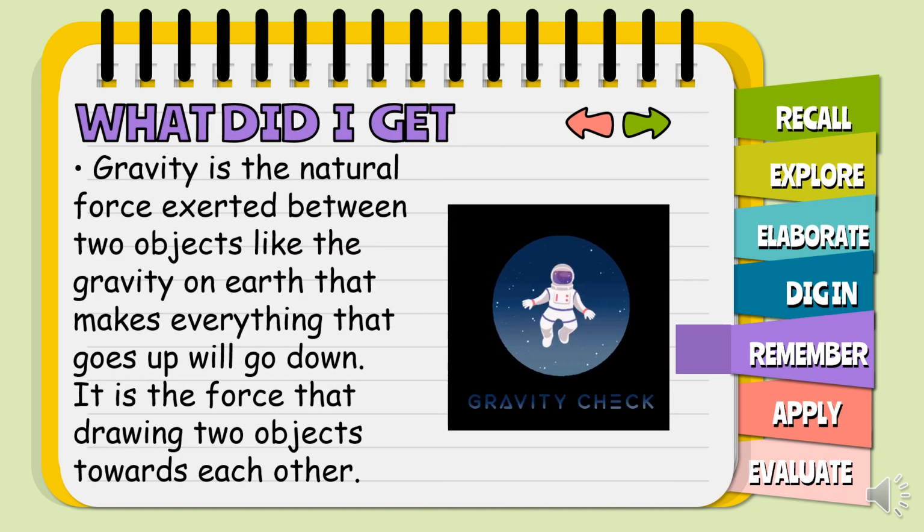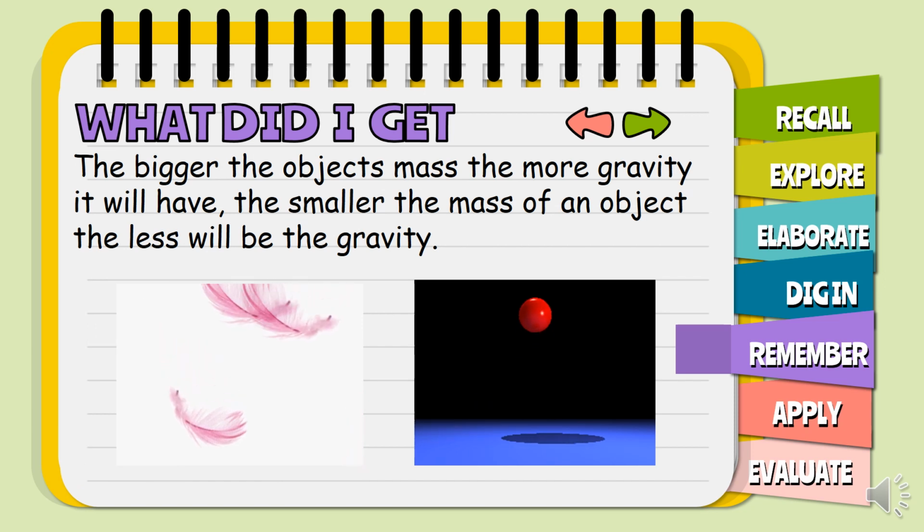Remember, gravity is the natural force exerted between two objects, like the gravity on Earth that makes everything that goes up will go down. It is the force that's drawing two objects towards each other. Remember, the bigger the object's mass, the more gravity it will have. The smaller the mass of an object, the less will be the gravity.